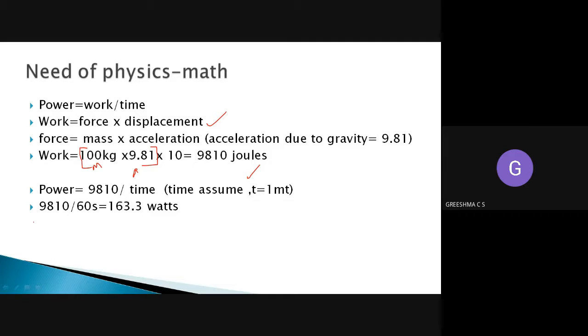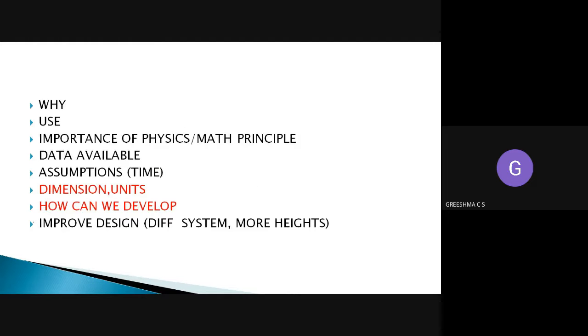So that is the need of physics and maths here. This is the physics and maths model that has been used here. Now we'll see how to solve this problem. Prior to solving, first you have to see why you are using this model. Now that you have developed a lifting mechanism, why have you developed it, what is the use of it? Next, you have to define the importance of this physics and maths in this lifting mechanism. Next is the available data, whatever data they have given. Next is assumptions, you have assumed the time.